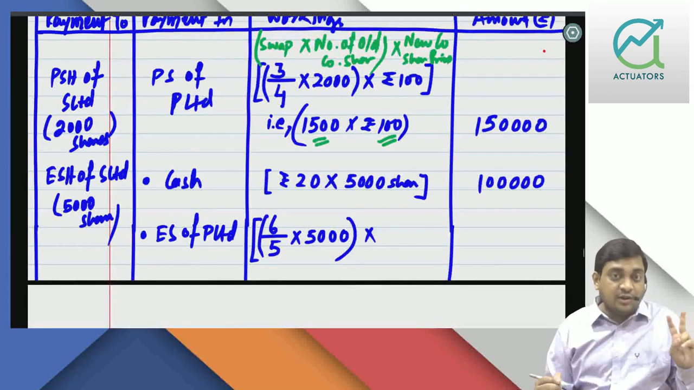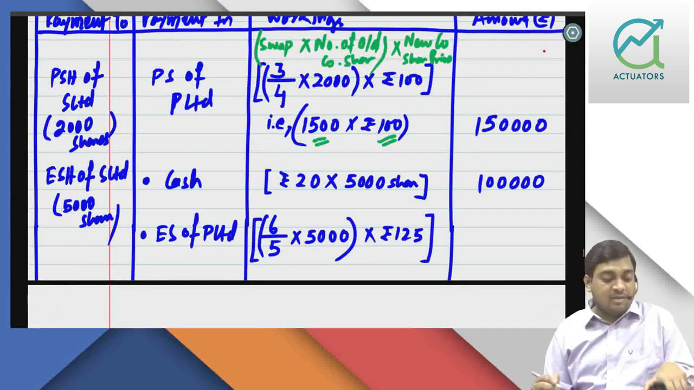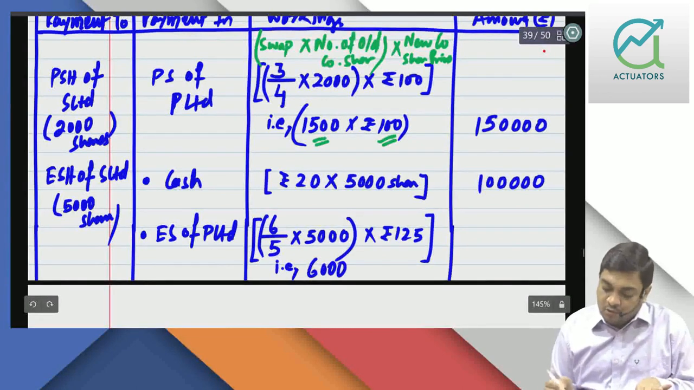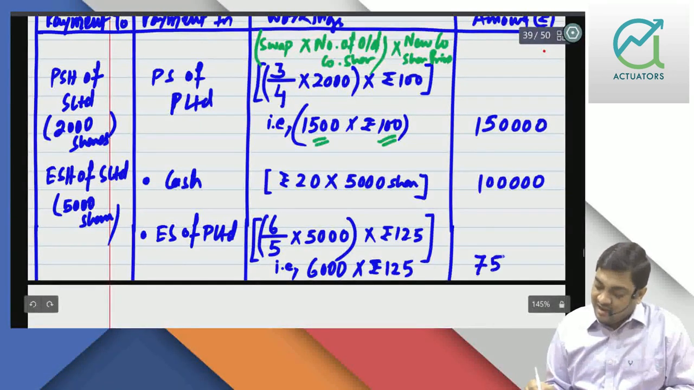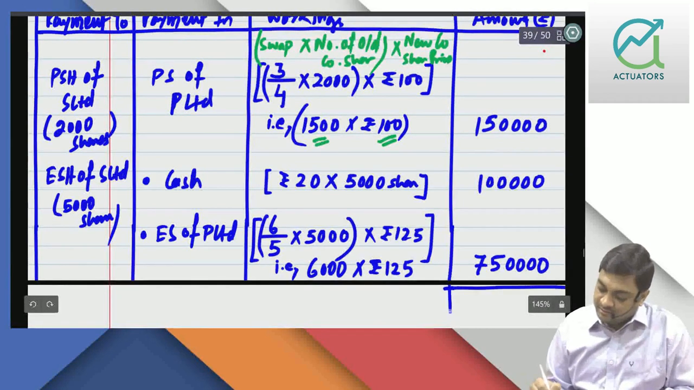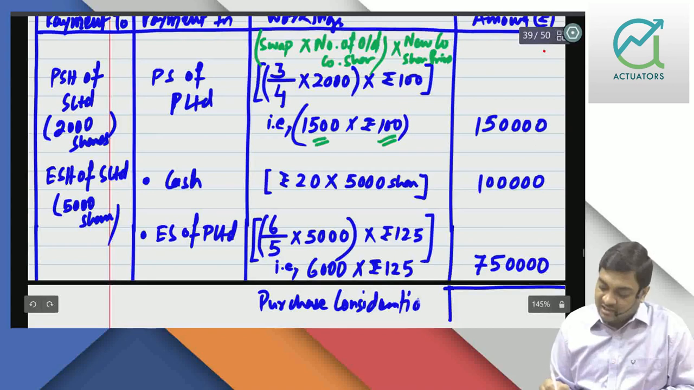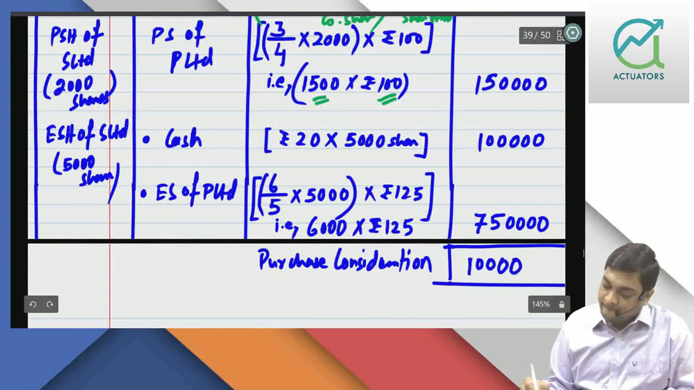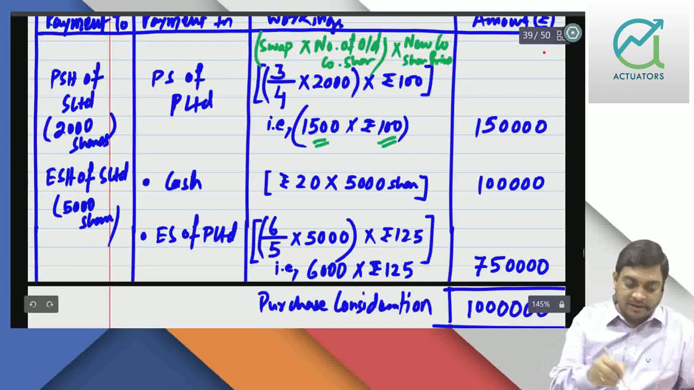For the share issue price, they have given two values, face value and market value. Obviously, shares will be issued at market value. Why would I issue my shares to you at 100 rupees when the market value is 125? So the new company will give 6000 shares of rupees 125. So 6000 into 125 comes to 7 lakh 50. So purchase consideration is 10 lakh.